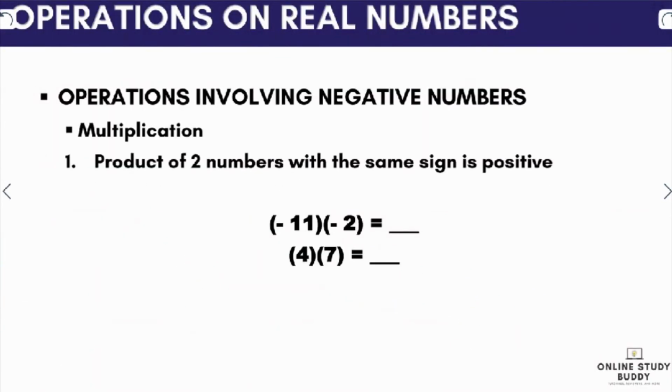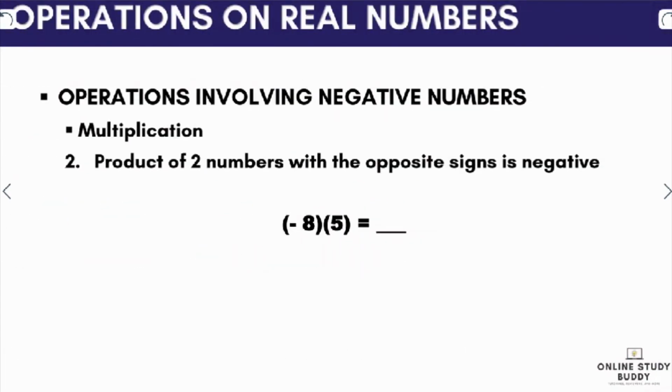Next, multiplication. So, for multiplication, mas madali yung rule natin. So, rule number 1. Product of two numbers with the same sign is positive. So, basta mag-multiply ka, parehas yung sign nila, positive agad yun. So, if we have negative 11 times negative 2, positive 22 yung lalabas. And if we have positive 4 times positive 7, we have positive 28.